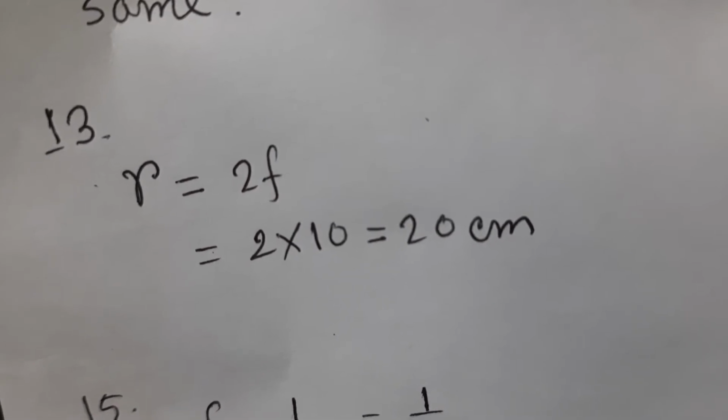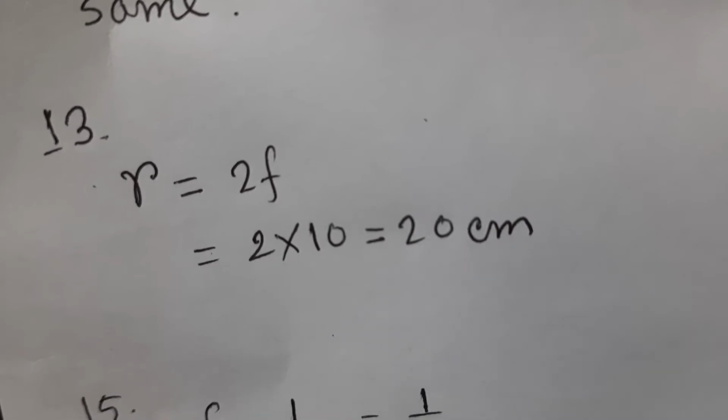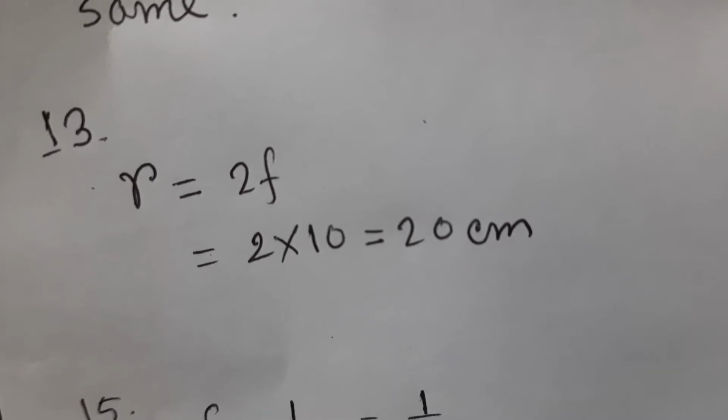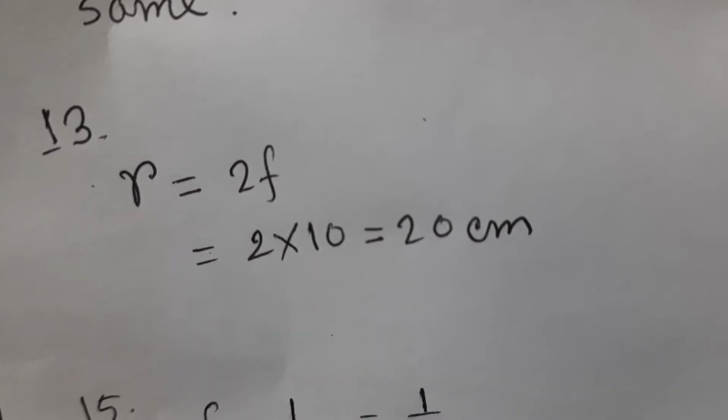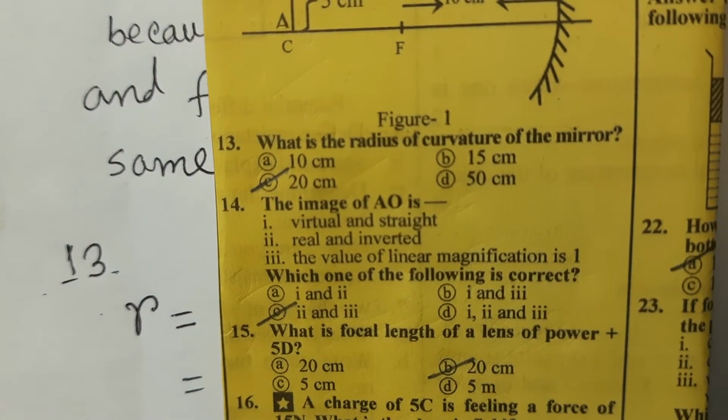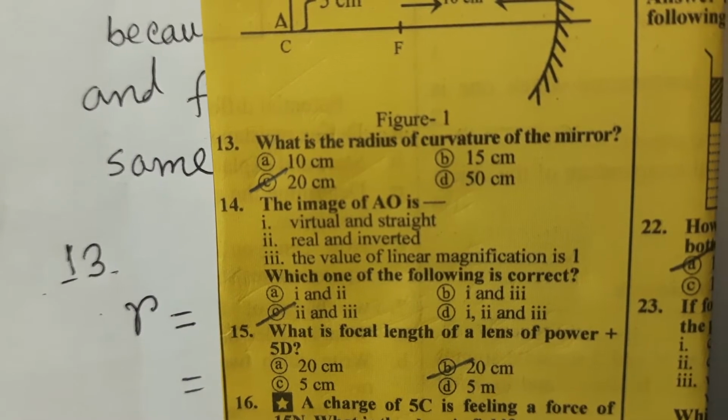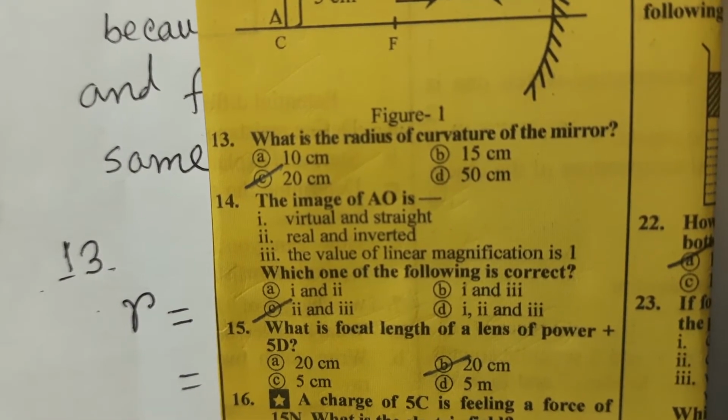So we know that the radius of curvature is equal to twice the focal length. So 2 into 10 equals 20 centimeters. So the answer is 20 centimeter. So for question number 13, the answer is C.